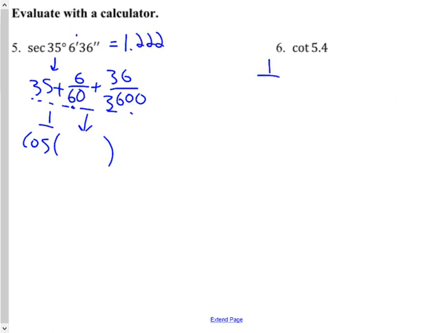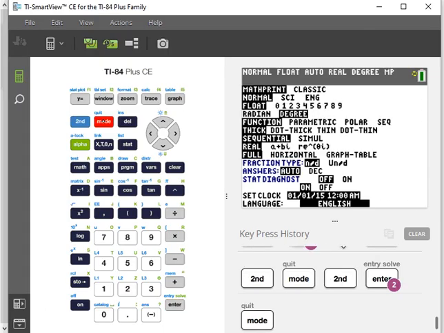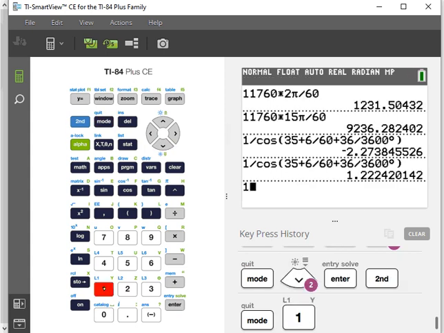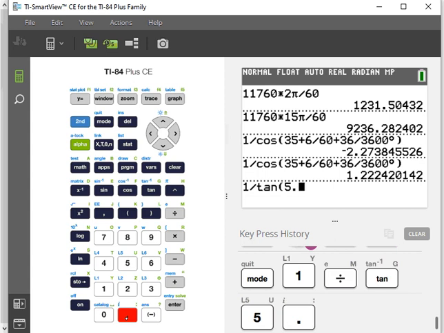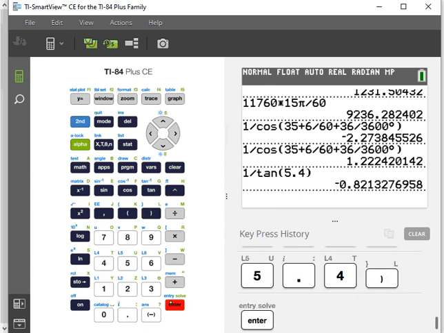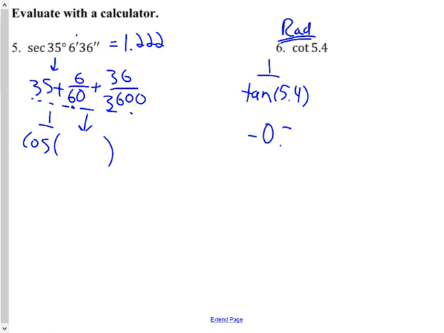Next, cotangent of 5.4. Again, this is 1 over tangent of 5.4. If they don't give you a degree sign, this one is in radians. There are no degrees here, so it's in radians. So now, switching the calculator back into radians. Now I'm going to do 1 divided by tangent 5.4. Enter, and we get negative 0.821. And that is the answer. So again, you just have to type in 1 over tangent. We didn't have to convert anything on that one.